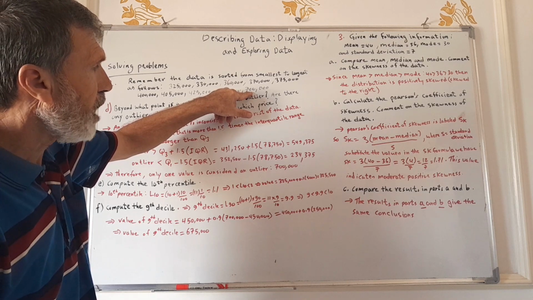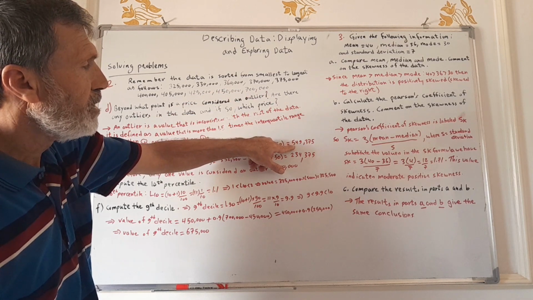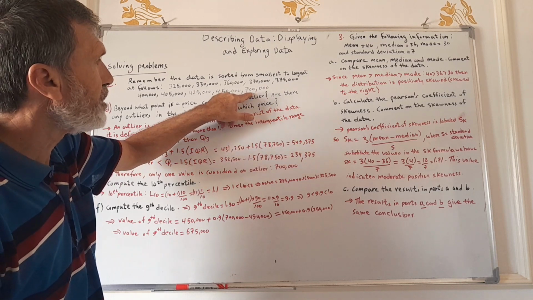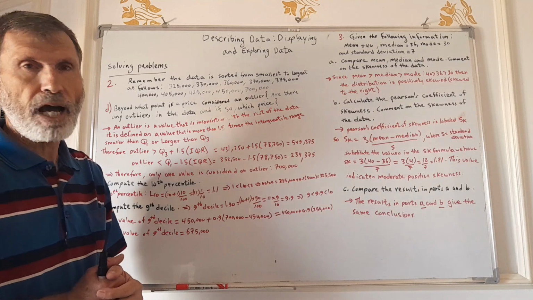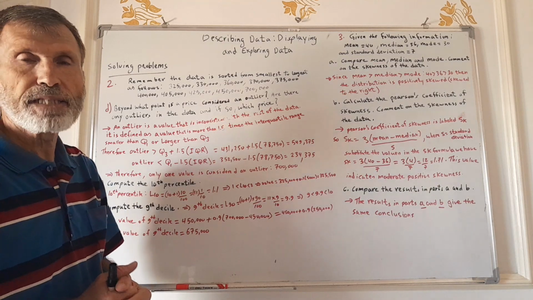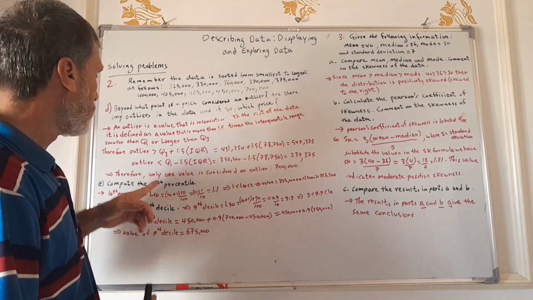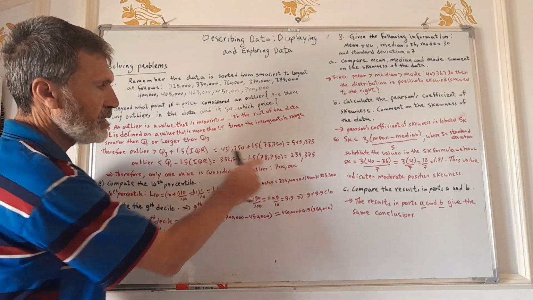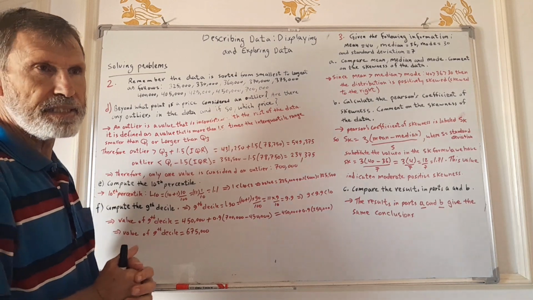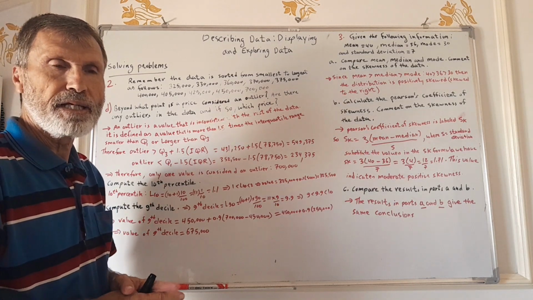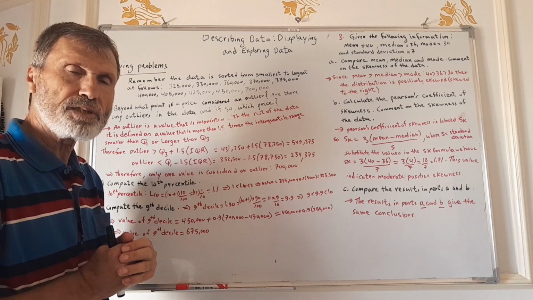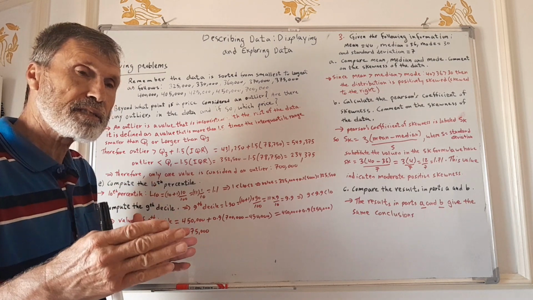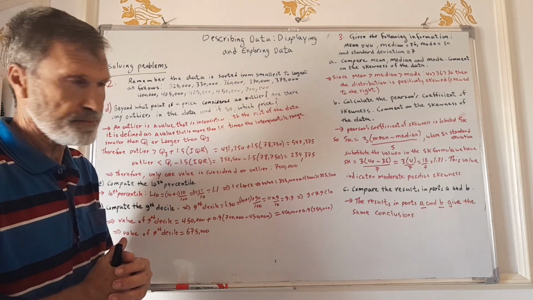So 700,000 is greater than 549,375. Therefore, 700,000 is an outlier. Okay? So we know that only one value is considered an outlier, which is $700,000. This value, the price of a house, is considered an outlier, which is inconsistent with the rest of the data.